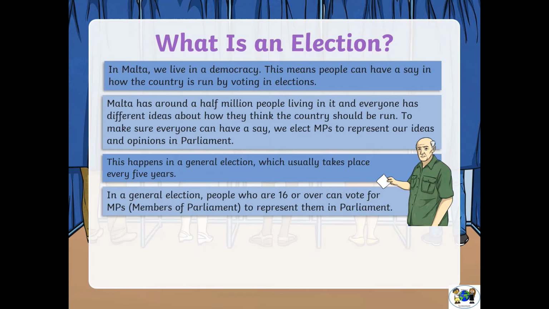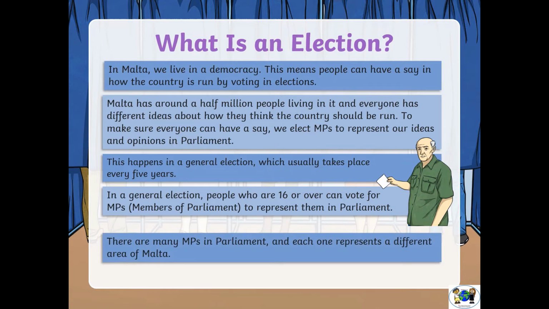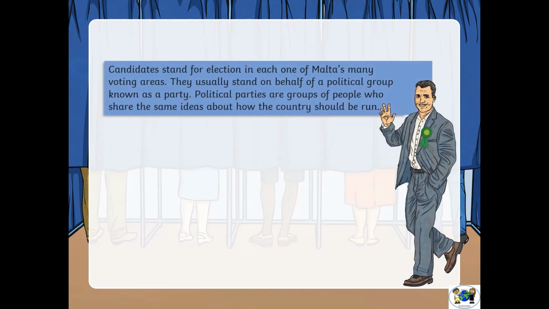In a general election, people who are 16 years or over can vote for MPs, members of Parliament, to represent them in Parliament. There are many MPs in Parliament, and each one represents a different area of Malta. Candidates stand for election in each one of Malta's many voting areas.